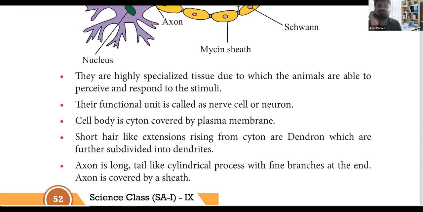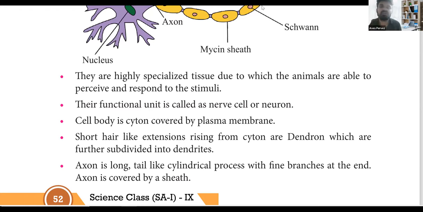For example, if you touch a hot plate, then the sensory neuron will take the message from the sense organ to the brain or spinal cord, and then the brain or spinal cord will give the message to the muscles, and the muscles contract, and then we can pull our hand backward. So we are responding to the hot plate with the help of these neurons, because if the neurons do not work, they will not carry the message and we will not be able to respond to the stimulus.